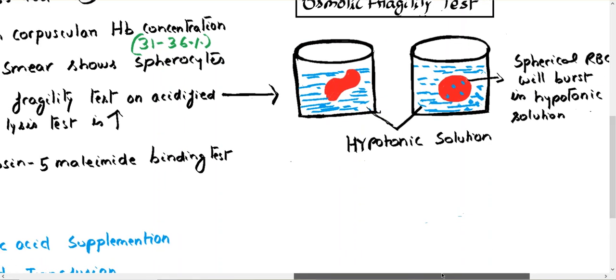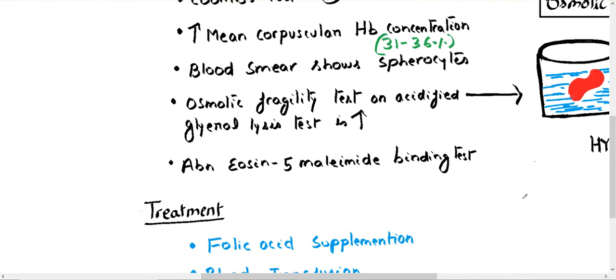Another important test we do for this condition is called the EMA test. What is the EMA test? The RBCs are incubated with the EMA dye, which binds covalently to band 3 and other proteins on the RBC surface. The mean fluorescence of EMA-stained RBCs in patients with hereditary spherocytosis will be low, because there is a decreased amount of the target proteins. So these are the two tests we do for hereditary spherocytosis.